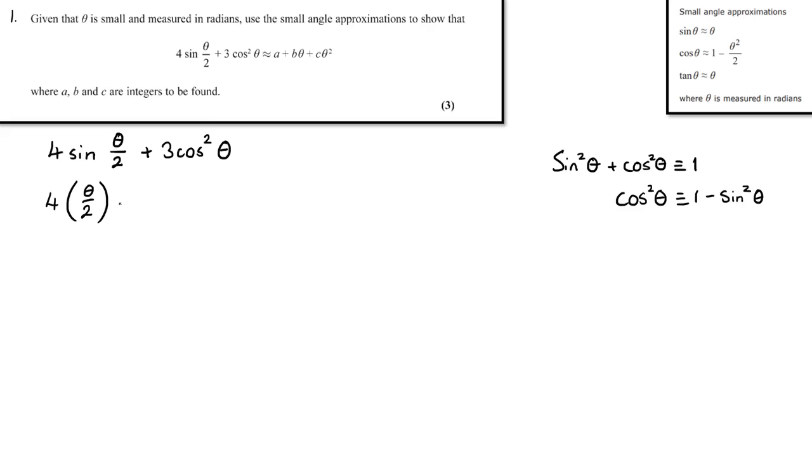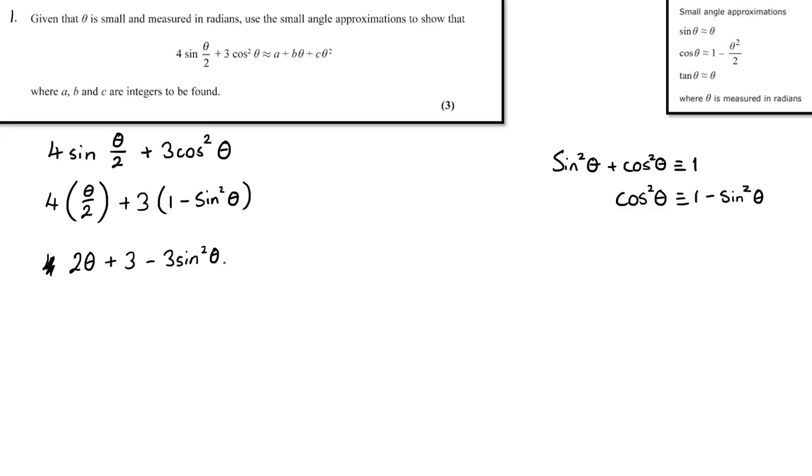So this is going to be plus 3 lots of 1 minus sine squared theta. We just write that out first: 1 minus sine squared theta. Again, 4 theta over 2 we can write as 2 theta. Now I've got plus 3, because 3 times 1 is 3. And then I get minus 3 sine squared theta.